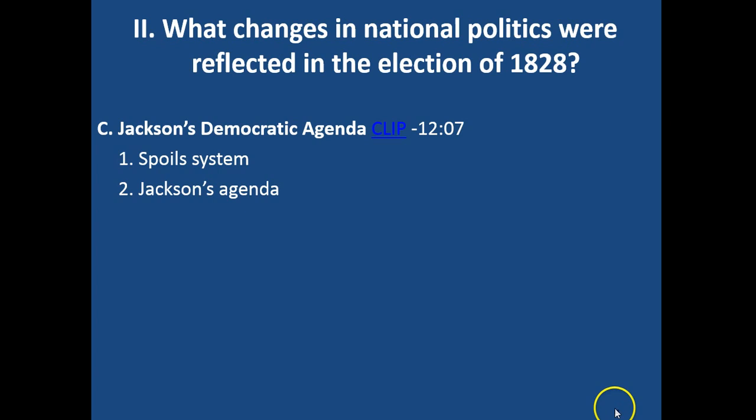Jackson's agenda was more in line with Thomas Jefferson's vision of a limited federal government, and basically he feared that government intervention in the economy could perhaps favor some groups over others. And he opposed federal support of transportation and grants of monopolies and charters. He also supported a federal policy to remove Indians.